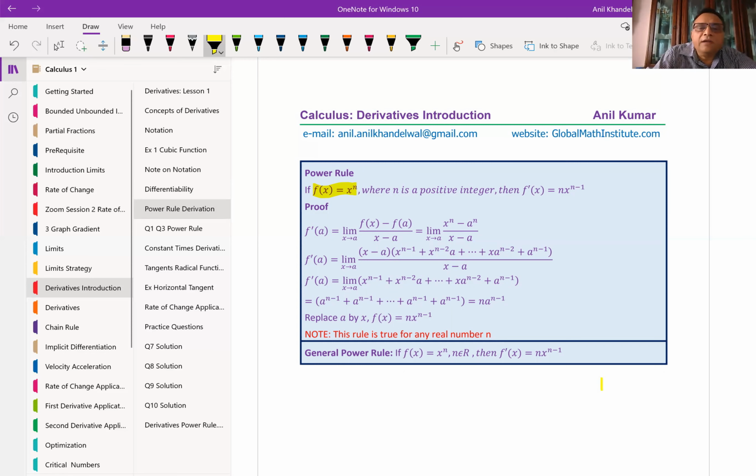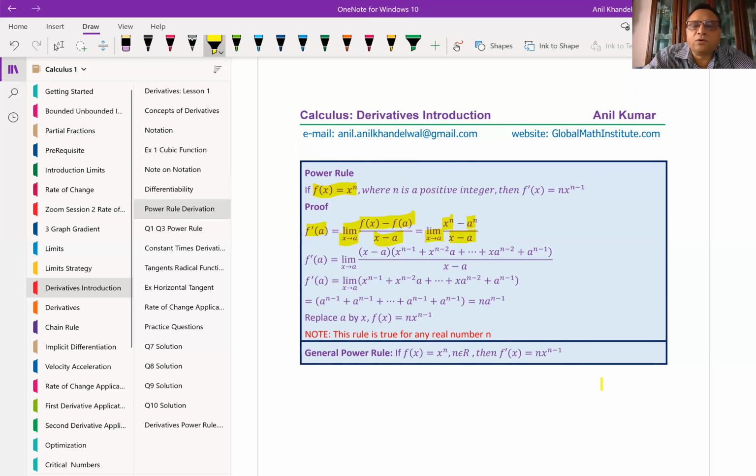Now, if I want to find the derivative of the function f of x equals x to the power of n, then using the formula, f dash a is equal to the limit of f of x minus f of a over x minus a as x approaches a, right? So x minus a approaches 0, a very, very small amount. Now our function is x to the power of n, so I replaced f of x with x to the power of n, and f of a with a to the power of n, divided by x minus a, as x approaches a.